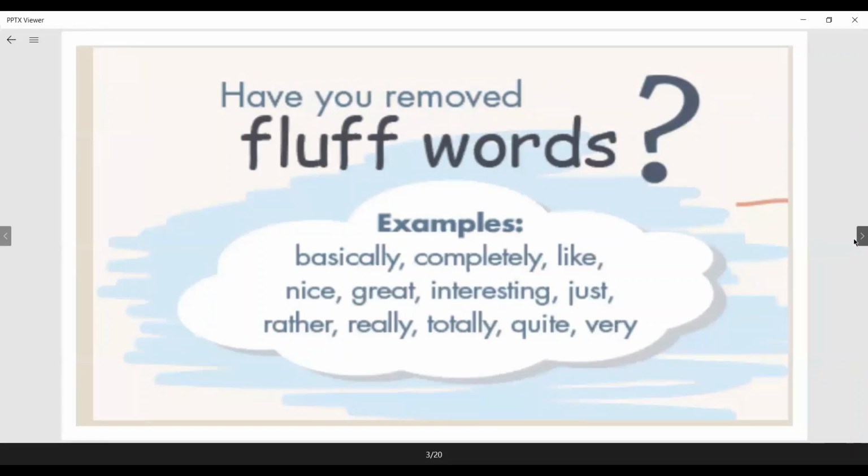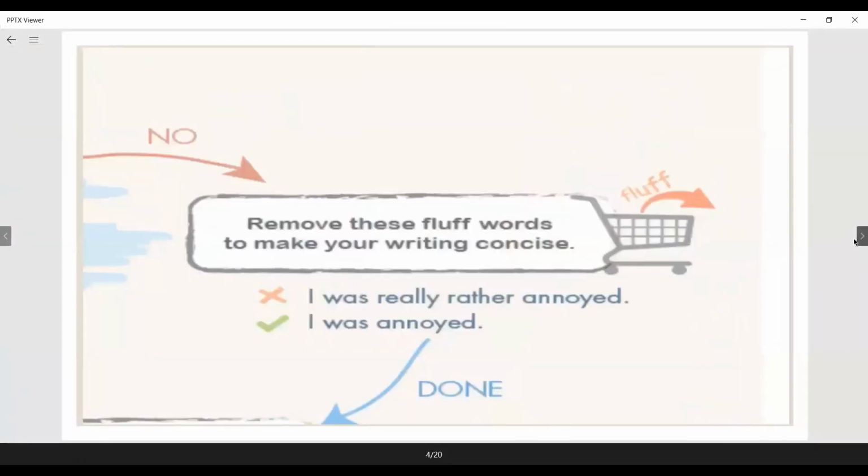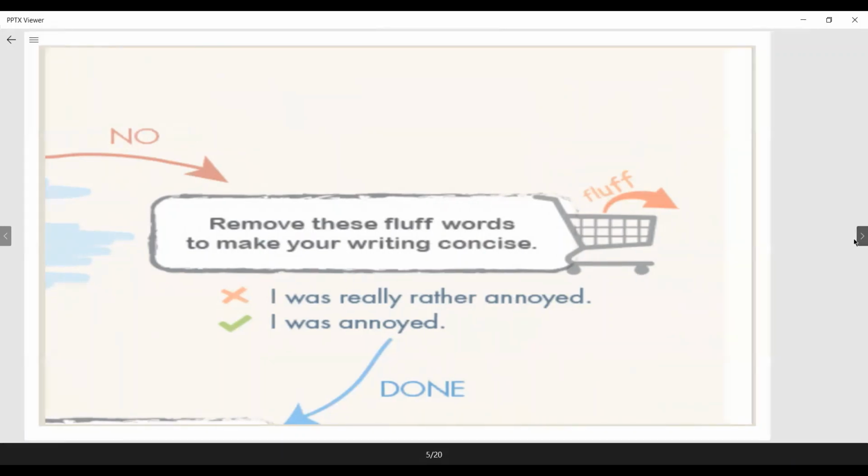The fluff words that I have seen in your assignments include basically, completely, like, nice, and so on. So you have to remove these fluff words from your assignments. And there's an example of a sentence like, I was really rather annoyed. Instead of this, you can write, I was annoyed. It is also going to do the business.